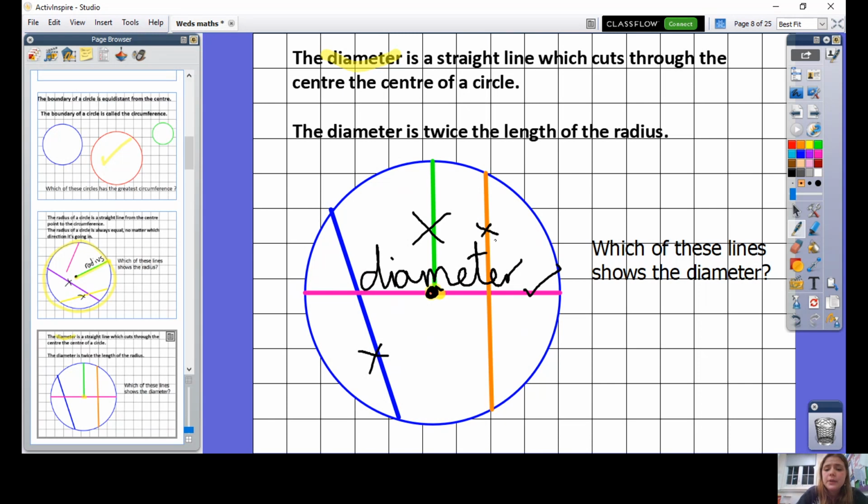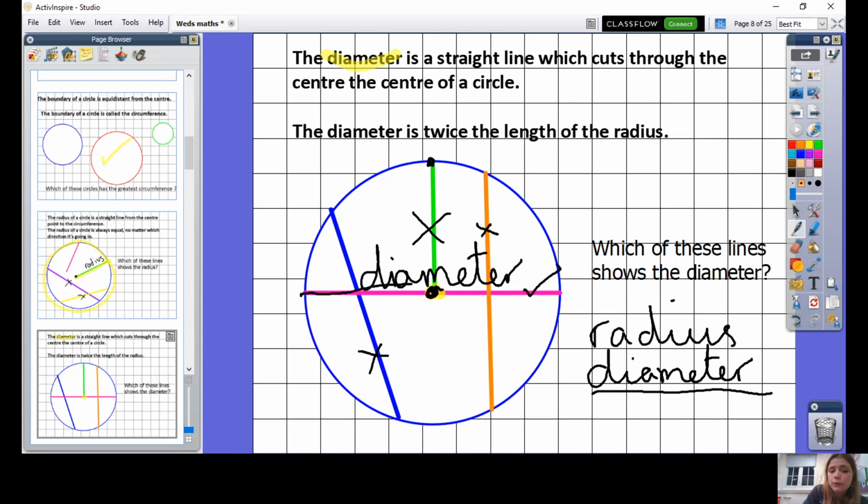Okay, see if you can think of a clever way to remember the difference between the radius and the diameter. I'm going to tell you my way in a moment, so see if you can think of your own way before. Okay, so the clever way that I remember it is the word radius is shorter. The radius is the shorter one, just from the circumference to the center. The diameter is a longer word, so that's a longer line cutting through the center of the circle.